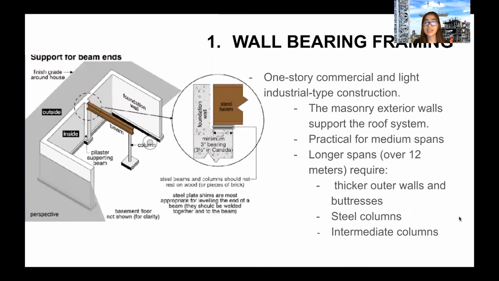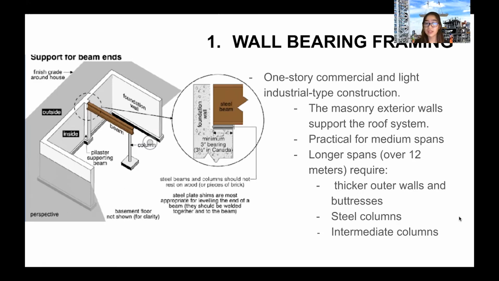The last application will be one-story commercial and light industrial type construction. Again, as I said, this kind of framing is best used for low-rise structures. So if you're going to use it for warehouses, it should be light and one story only. The masonry exterior walls support the roof system, and it is practical for medium spans.